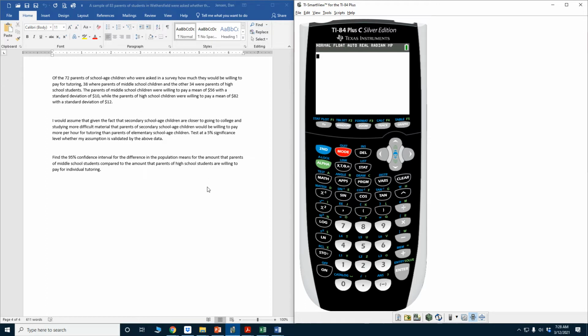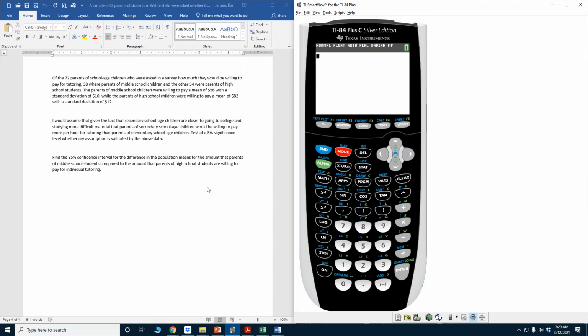The parents of the middle school children were willing to pay a mean of about $56 an hour with a standard deviation of 10. Notice that standard deviation of 10 is the sample standard deviation. I don't have a sigma, a population standard deviation. The parents of the high school children were willing to pay a mean of about $82, and again, a sample standard deviation of 12. I'm assuming that given the fact that secondary school age children are closer to going to college, they're studying more difficult material, parents may be willing to pay more. So I can do a test to determine whether the average amount that the two groups are willing to pay is different, where one is greater than the other, one is less than the other.